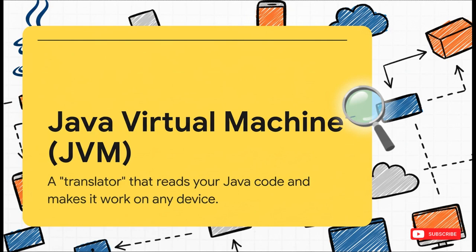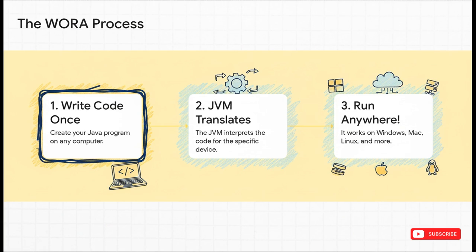The secret ingredient is something called the Java Virtual Machine, or JVM for short. The best way to think of it is like a small, standardized computer inside your actual computer. So instead of writing code for Windows or for a Mac, developers just write their code for the JVM. The JVM then acts as that final translator, telling whatever specific device it's on what to do. The whole process is actually beautiful in its simplicity. First, you write your code, just once. Then, the JVM that's living on any given machine, whether it's a Windows PC, a Mac, a Linux server, it takes that exact same code and translates it into the specific machine language that device understands. And the result? Your program just works everywhere.